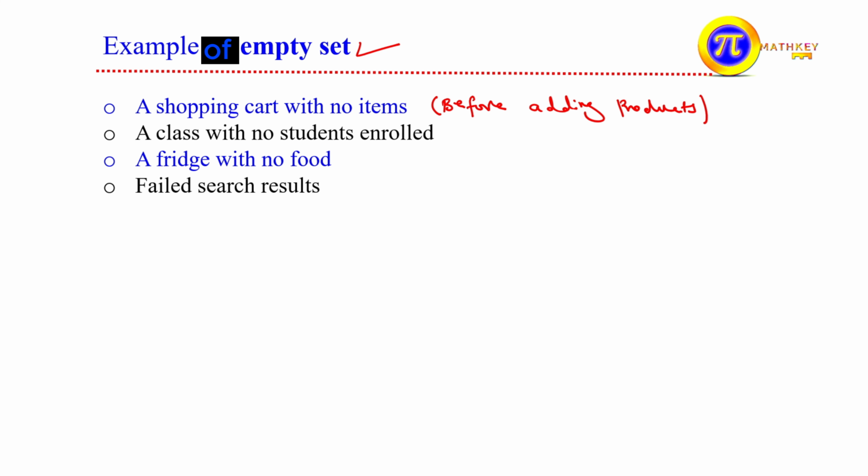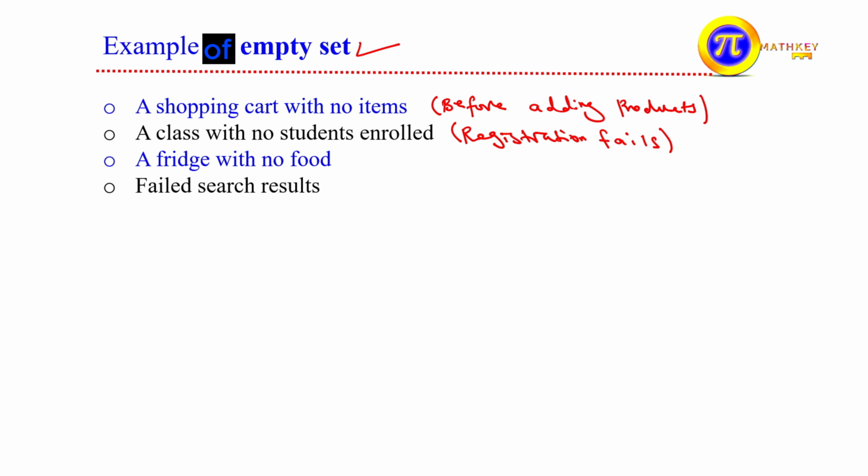A shopping cart with no items. A class with no students enrolled means registration fails. This means no students registered in that school. ይሄ ማለት የሚመዘገብ ተማሪ አልተገኘም ማለት ነው። A class with no students is one example of an empty set.